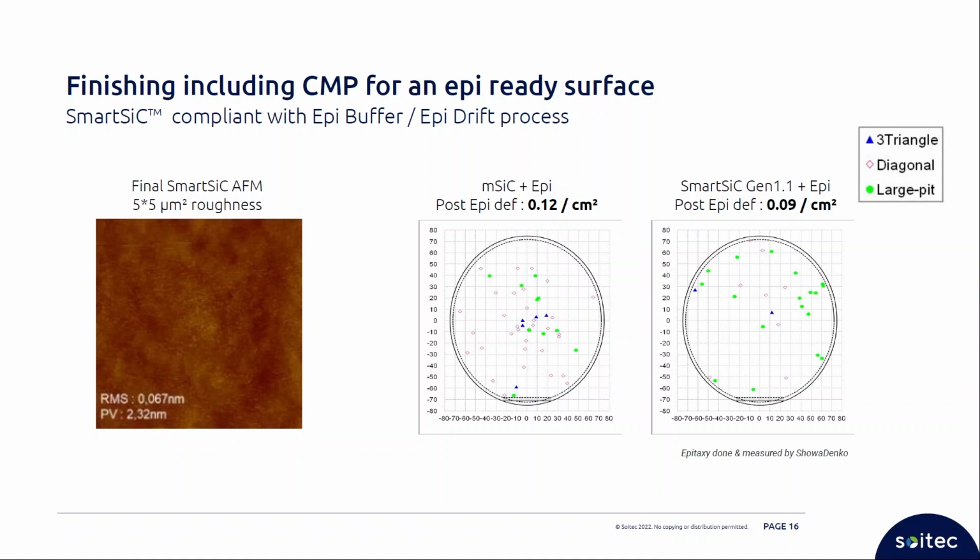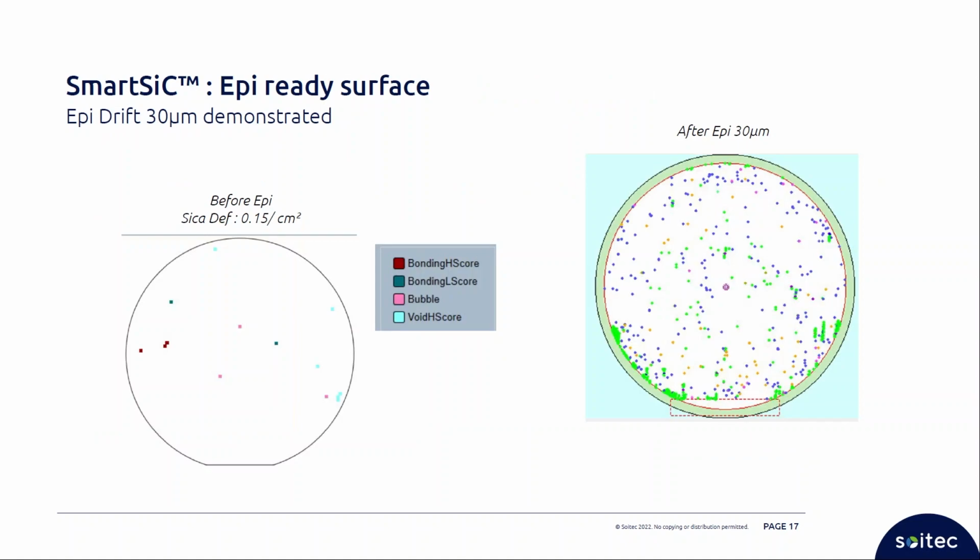We demonstrate that this final surface of the SmartSiC is compatible with epi. We can make some epitaxy, and epitaxy with our partners, with good preference. I confirm that the defectivity can be kept low with the result after epi. And we can also do internally now some tests, and if we also go up to 30 microns, we obtain, I think, pretty good results in terms of defectivity.